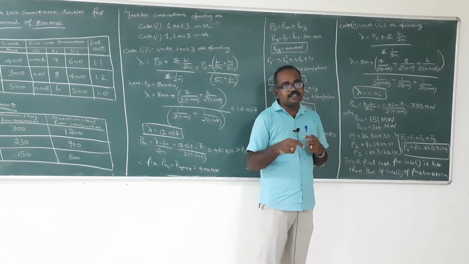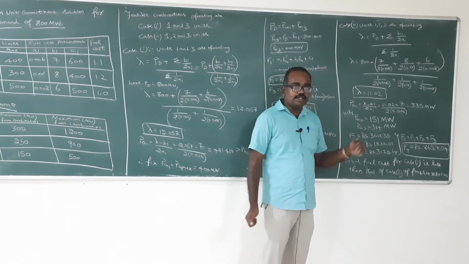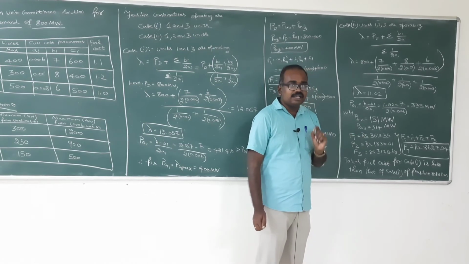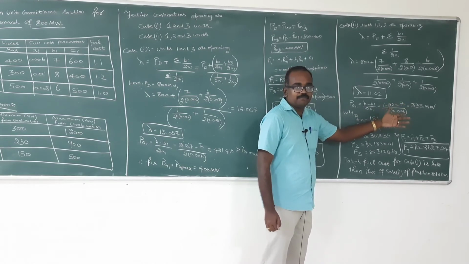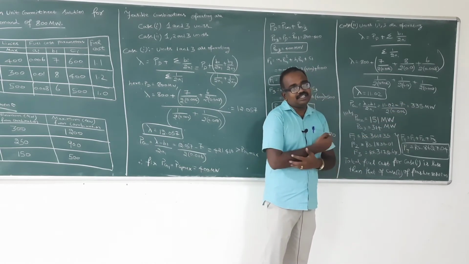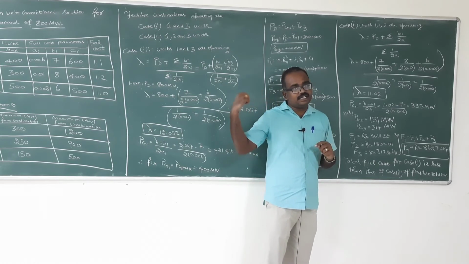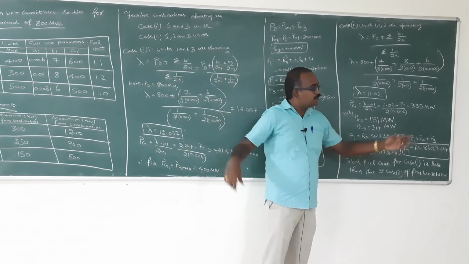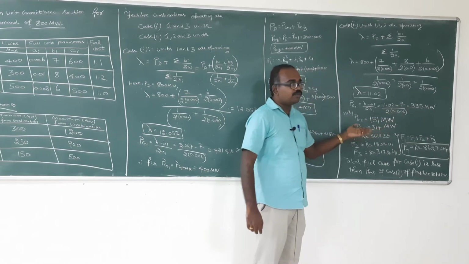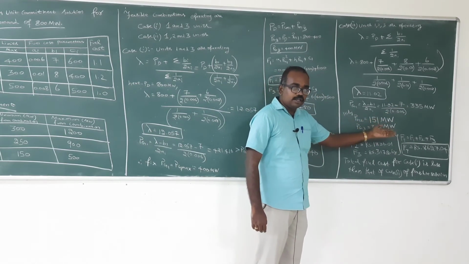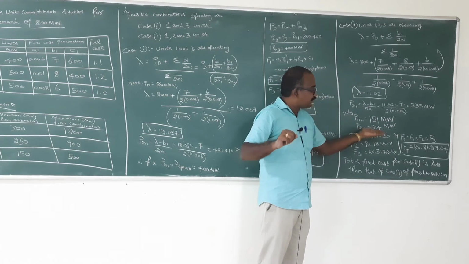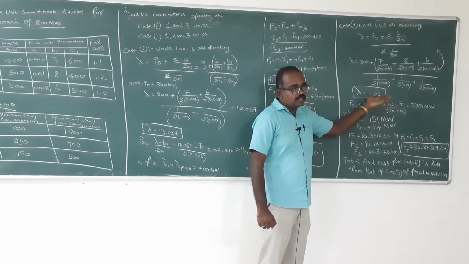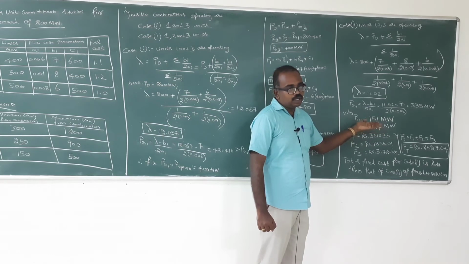Next, we have to find the respective Pg1, Pg2, Pg3 values. The same formula is used here. The only variation is that we vary the lambda value: 11.02, and the remaining values are the same. So Pg1 we get as 335. We have to check whether it is within the limit. 400 is the maximum limit, so it is within the limit. Next, Pg2 is 151, which is also within the limit. Pg3 we get 314 megawatt. So all three generator values are within the limits.